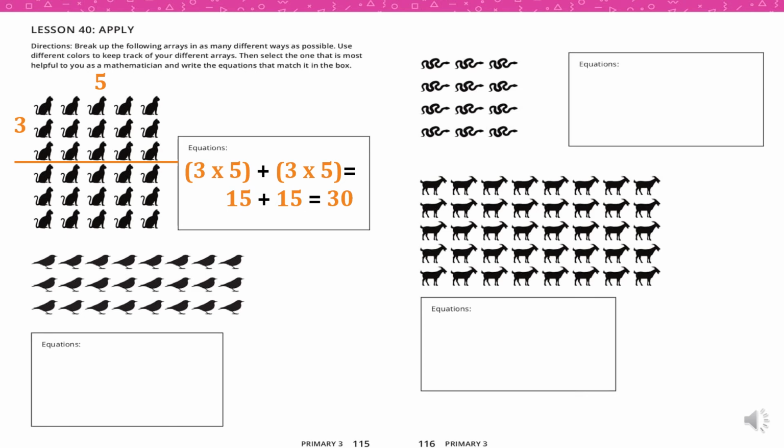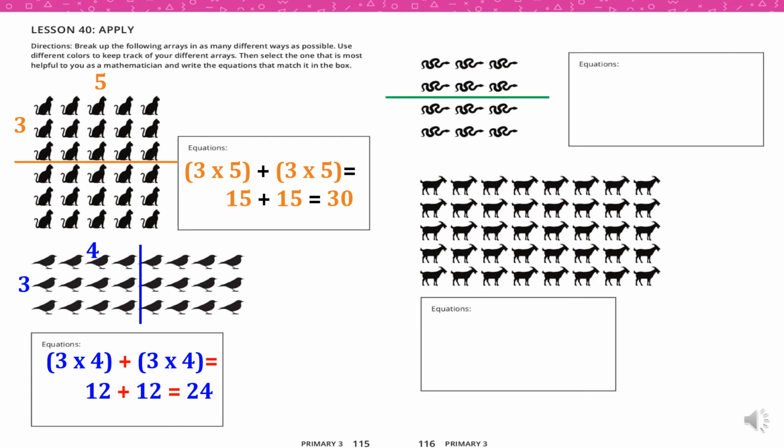The second one, I can split it like this. The first array will be 4 columns times 3 rows, and the second will be 4 columns times 3 rows. So 3 times 4 plus 3 times 4, the first array 3 times 4, the second array 3 times 4 also. I will add them. It will be 12 plus 12, 24 square units, or the total area will be 24, as you can write.